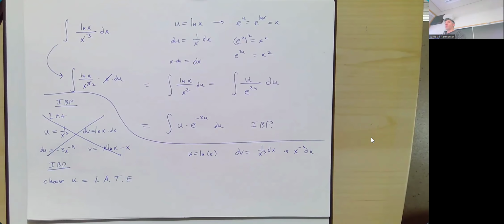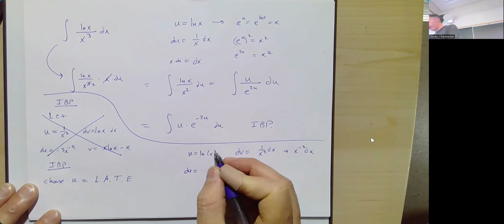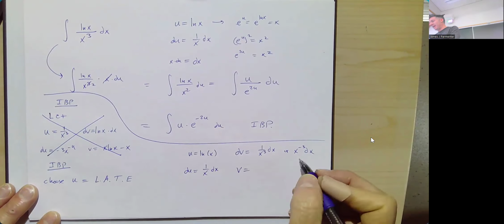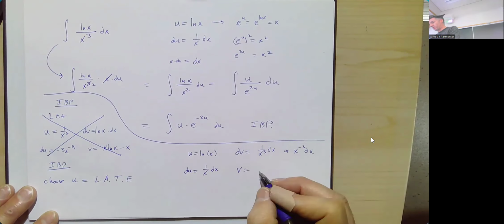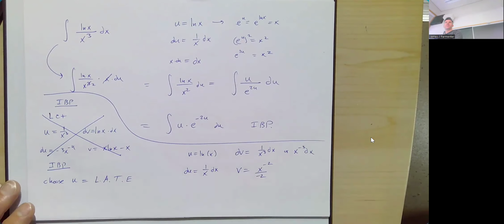Let me ask you all one more time. What's dv? Thank you. The rest. It's always the rest. It's always everything that's left. You don't get a choice. And then du is the derivative of that, which is 1 over x, multiplied by dx. And v is the antiderivative of x to the negative third, which is x to the negative second divided by negative 2.